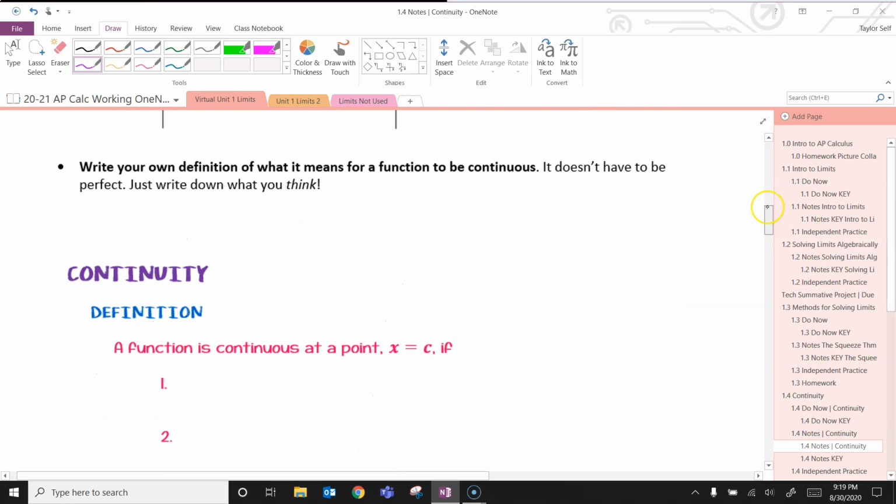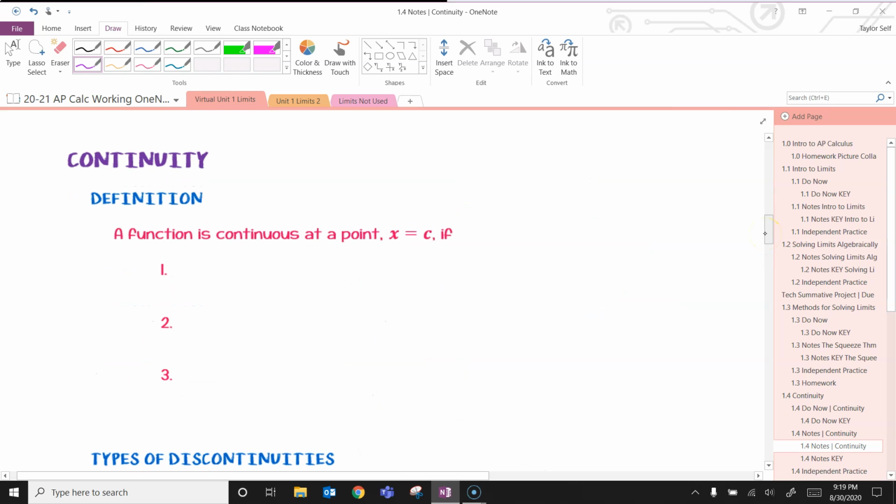Okay, now let's actually do a formal definition. A function is continuous at a point, and you should write this down. Anytime we do definitions, you should definitely write it down. So continuity, definition: a function is continuous at a point x equals c. So this is our x value in our point, x comma y. The x value would be c if, okay, we have 3 things that have to be true. 1, f of c exists.